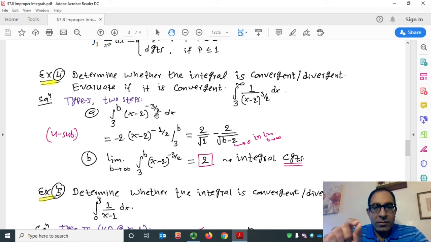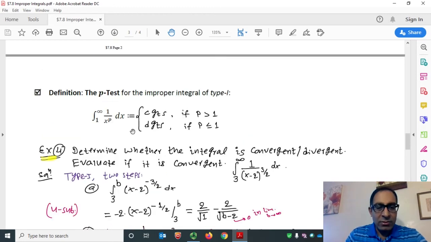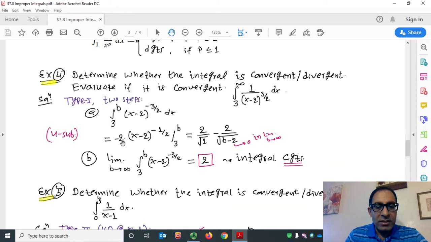Okay, let's just focus on the power. Negative 3/2 plus 1 is minus 1/2, and divide by minus 1/2. We know that dividing is the same as multiplying by its reciprocal. That means you flip that 1/2. So that's why this minus 2 comes here. So minus 2 times (x minus 2) to the power negative 1/2, and the lower limit is 3, the upper limit is b.